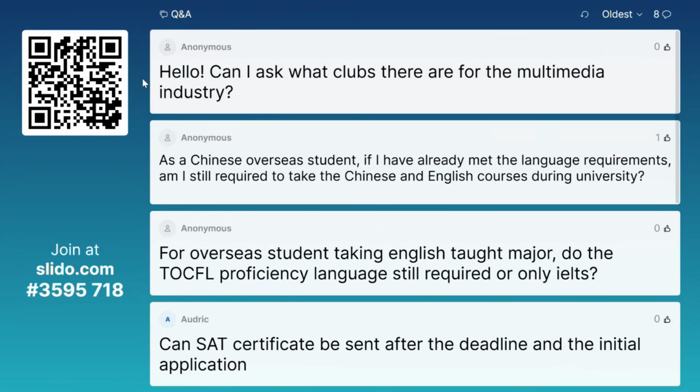Can I ask what clubs there are for the multimedia industry? I think NTU has a lot of variations of clubs, and I remember there is a photography club and then the IELTS club. You can always search it up on the website, the NTU student activities, and they usually have a list of clubs that NTU has. There are a lot of variations and fields that you can explore. We have over 400 clubs in NTU.